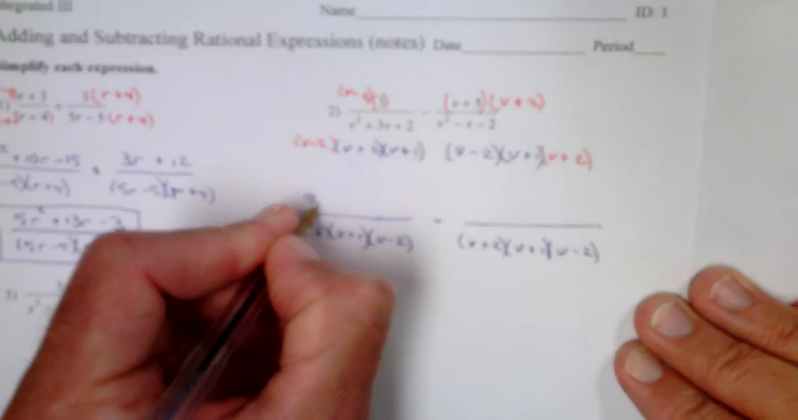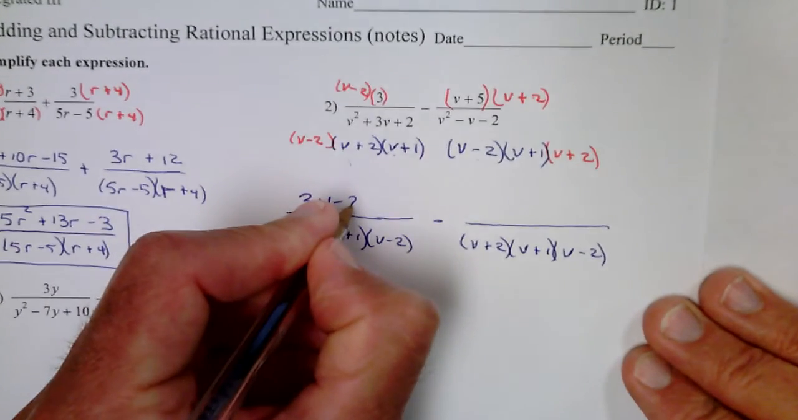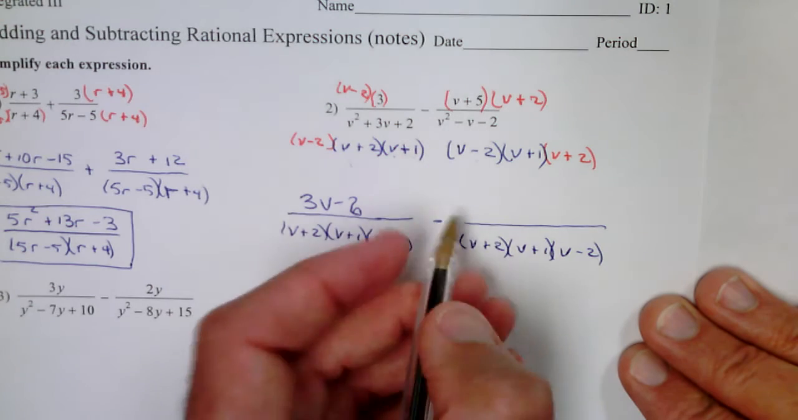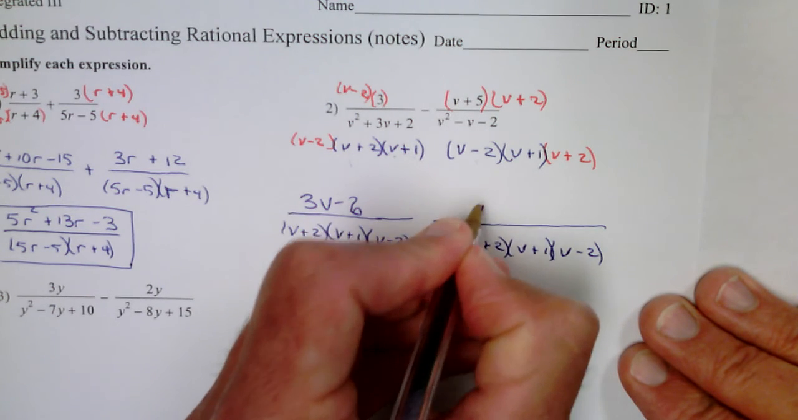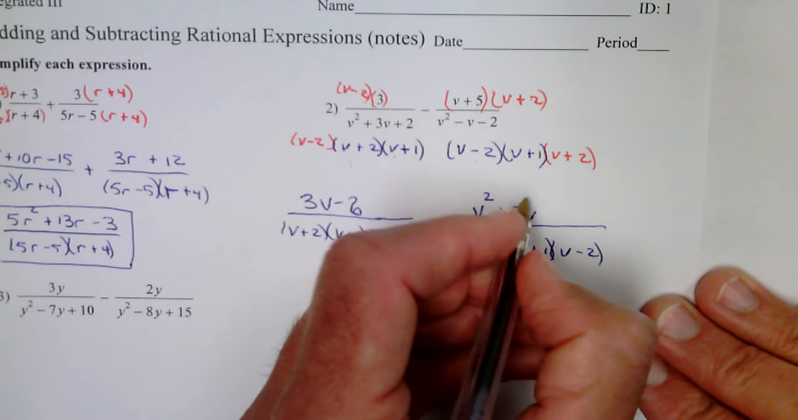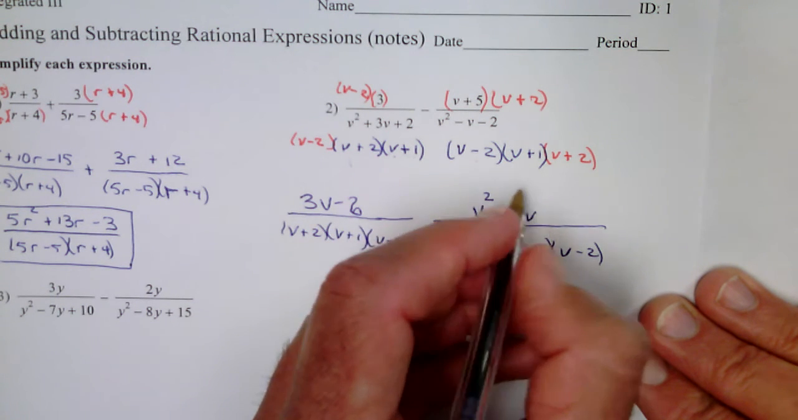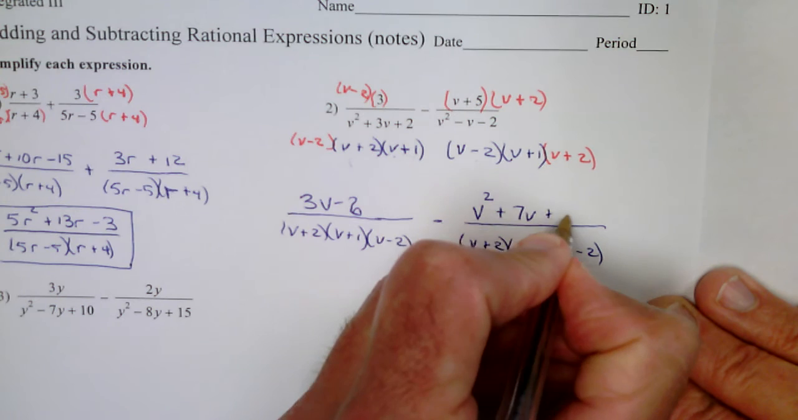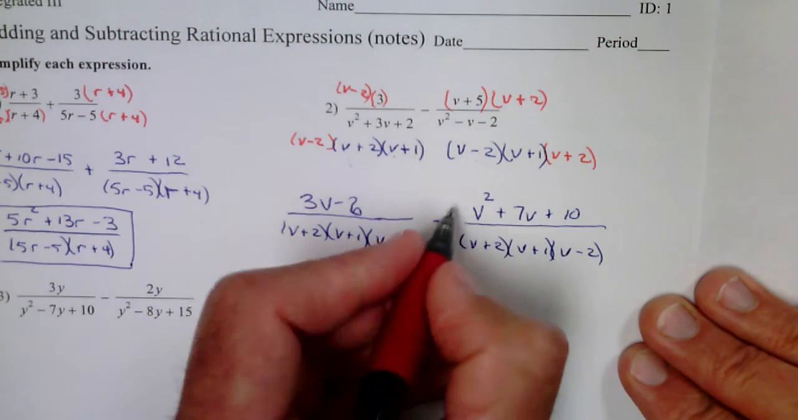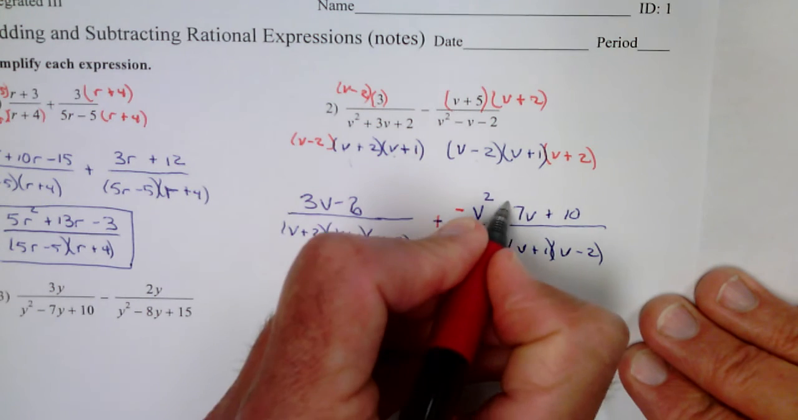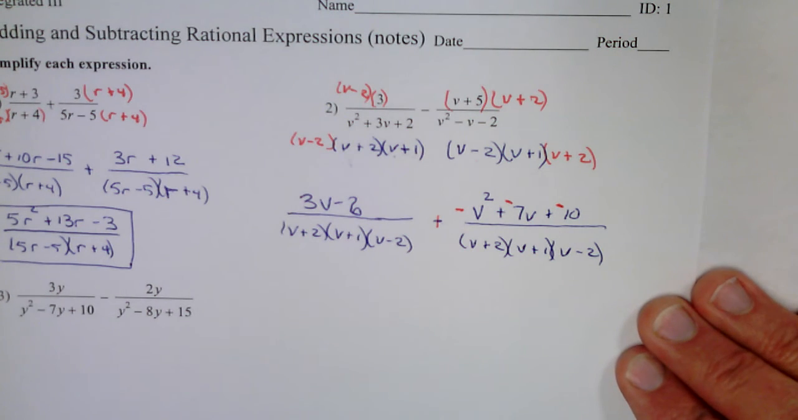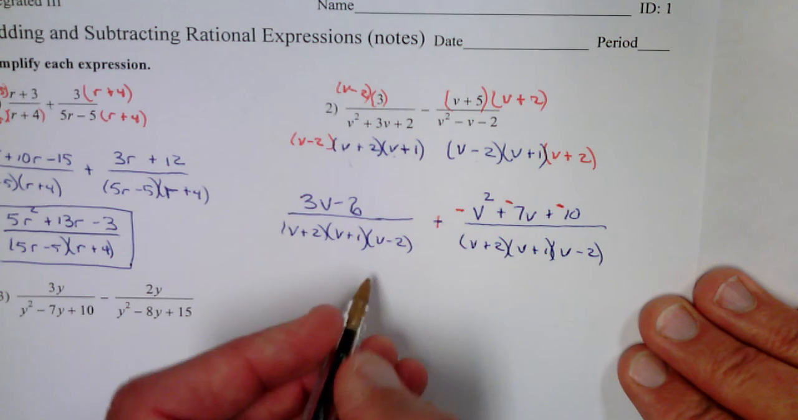So on the top here, I have 3v minus 6, 3v minus 6. And then over here, I have minus v squared plus 7v plus 10. The key to this, though, is remember that you're going to have to add the opposite and change all of those signs there. Okay? And when we do that, we now combine like terms across the top.